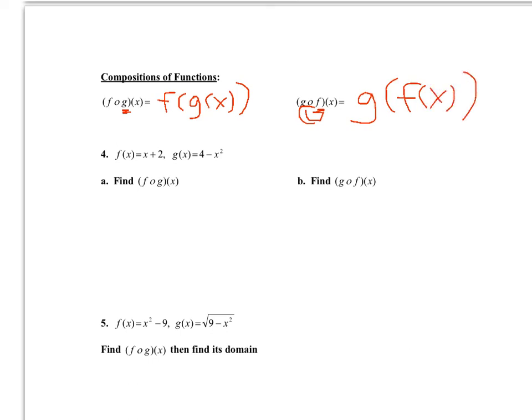All right, so we're going to do the rest of this page in class tomorrow, and probably still do a little bit more of the combinations of functions.